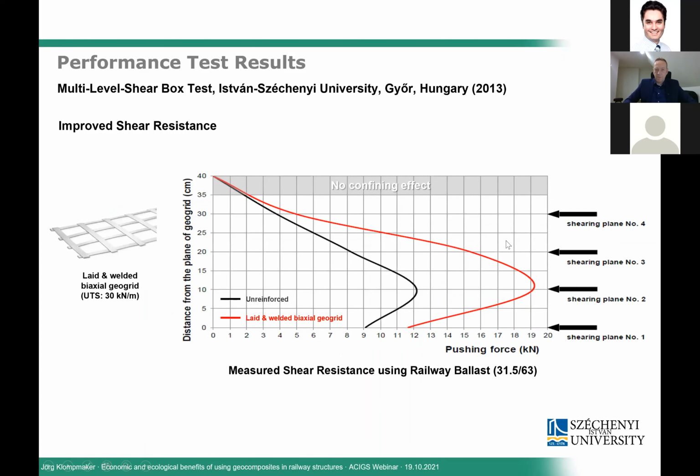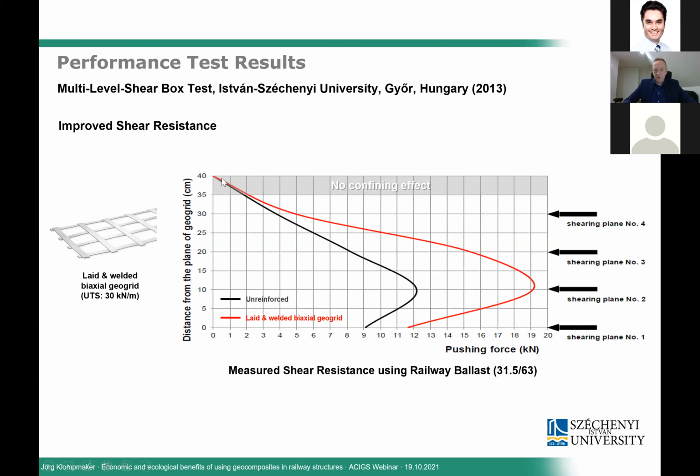So if we are looking at the results of the individual shear planes, then we can see on the vertical axis the distance from the shear plane. So 0 is the interface between ballast and subgrade, and then we have the 4 different shear planes measured at 10 centimeters, 20 and 30 centimeters. And the result points were then measured in these 4 individual shear tests, and then a curve can be drawn to show the confining effect of the geogrid.